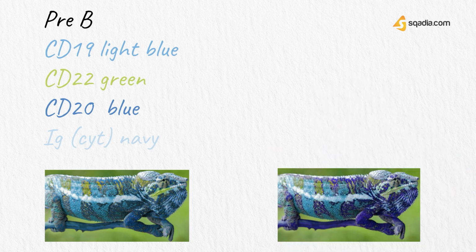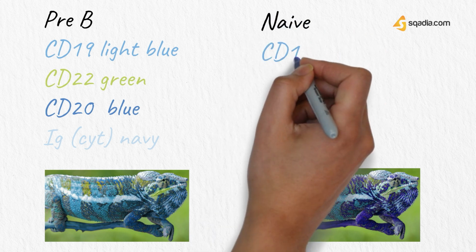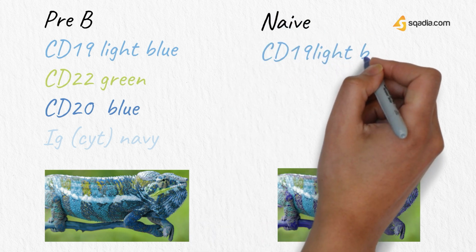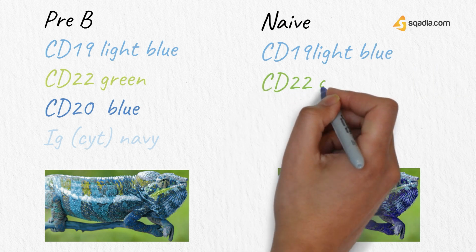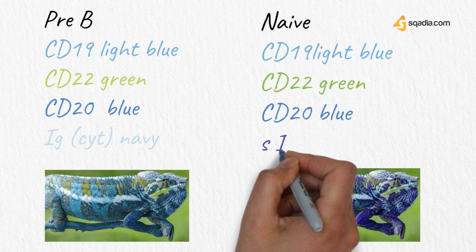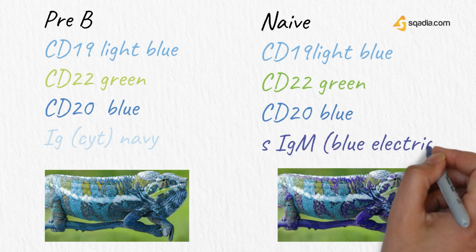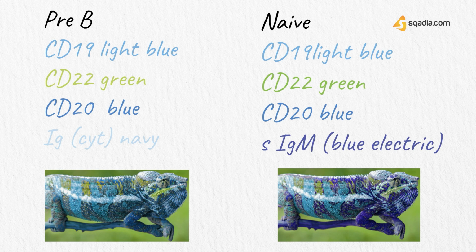Now the next level of the B cell is to become a naïve B cell. Why do we call it naïve? Because it's not yet in contact with antigens. The naïve B cell expresses the B markers CD19, 22, and 20, and it starts expressing surface immunoglobulins that are called IgM. Electric blue. This cell has to pass an important step now. Survive apoptosis in the bone marrow.